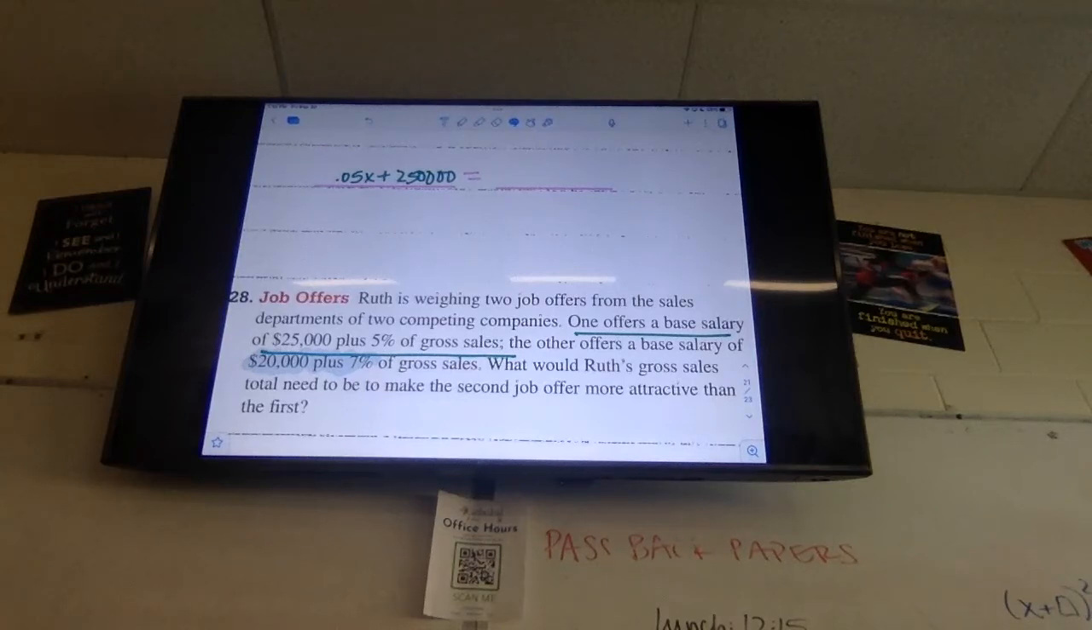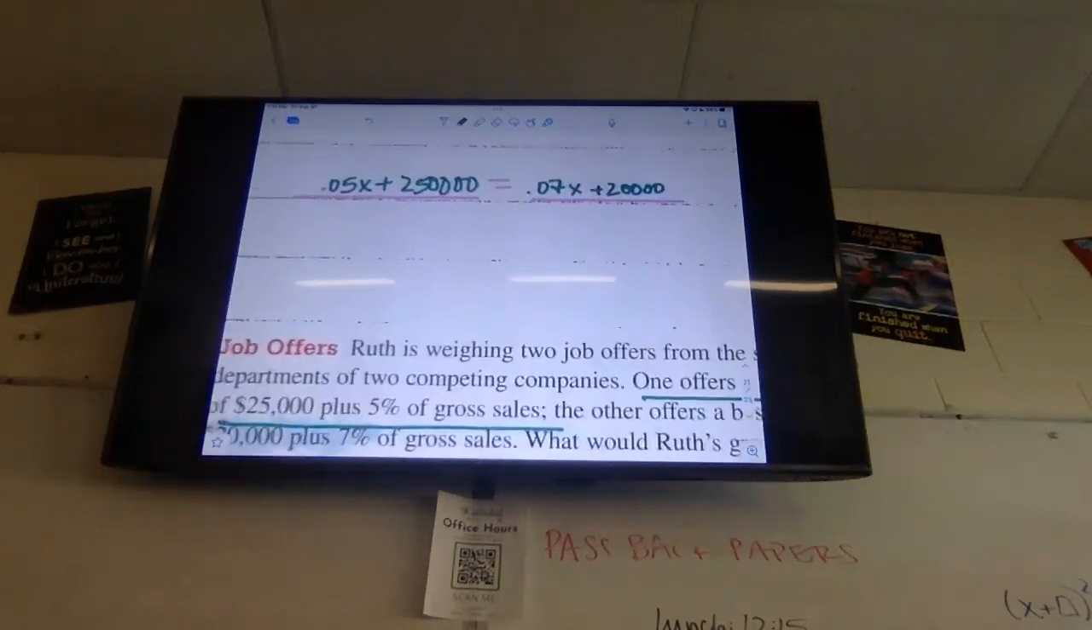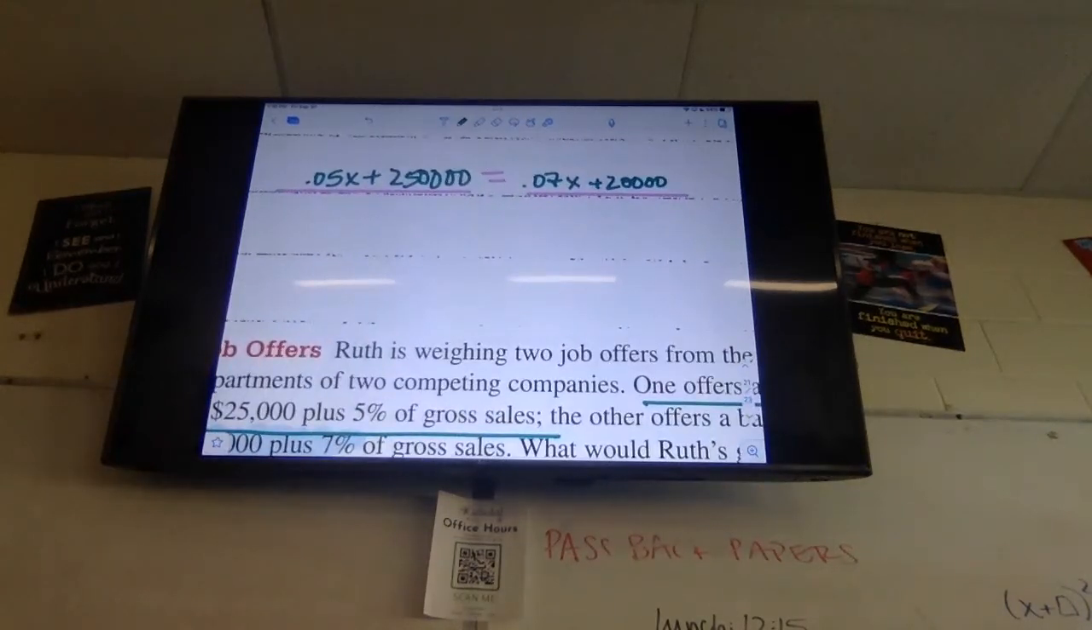All right, how am I going to write an equation for the other one? Yeah, Ava, finish it. 0.07x plus 20,000. Good. And now we're just going to solve this. This is, again, decimals, but we can easily solve that. Get all the variables to one side, get the other numbers to the other side, and then we'll solve. So I'm going to minus 0.05x from both sides. I'm going to minus 20,000 from both sides.